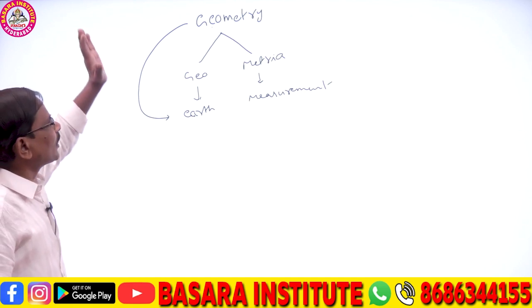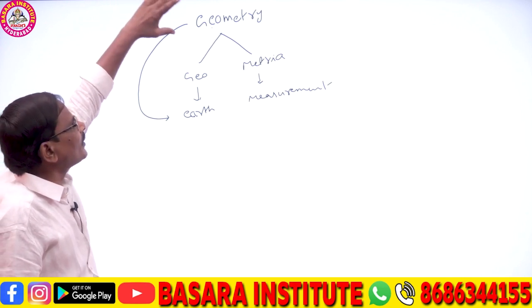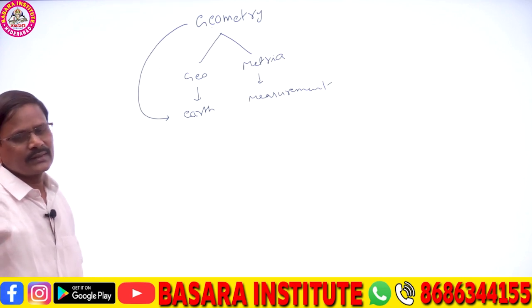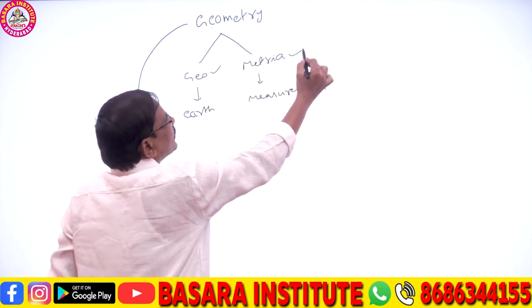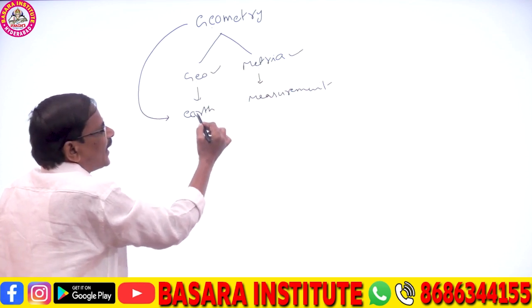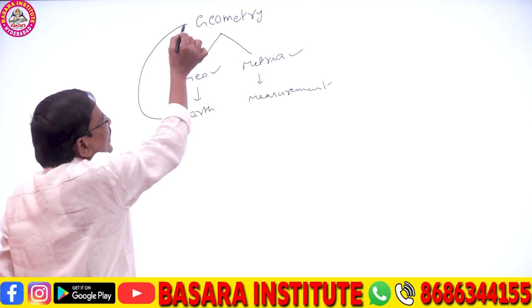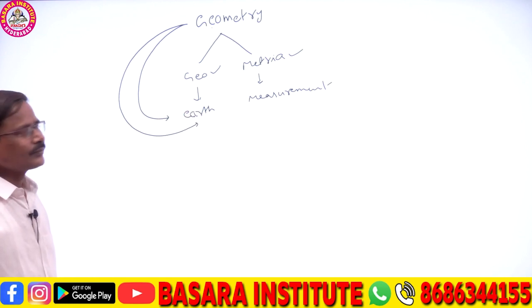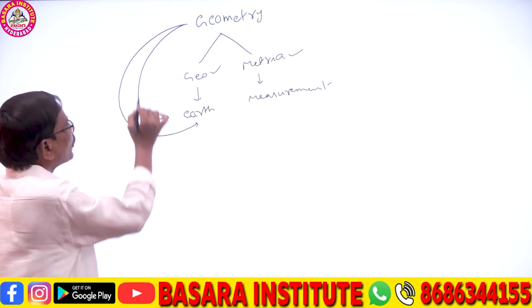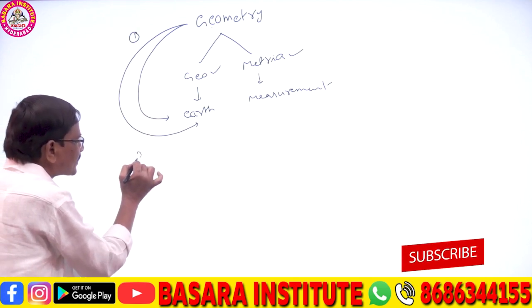So, first of all, the English word geometry is derived from two Greek words. The first one is geo and the second one is metria. Geo means an earth. Metria means measurement. So, geometry means measurement of an earth. Right, this is the first one. Now, the second concept.